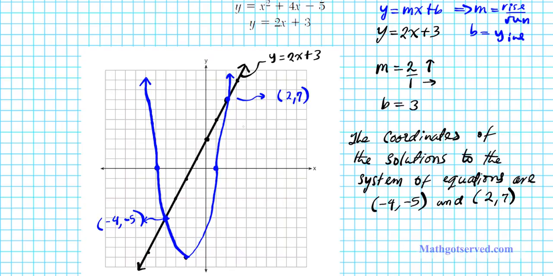And then we have to remember that this blue line right here, the equation of this curve is y equals x squared plus 4x minus 5. It's x squared plus 4x minus 5. All right, so that's that.